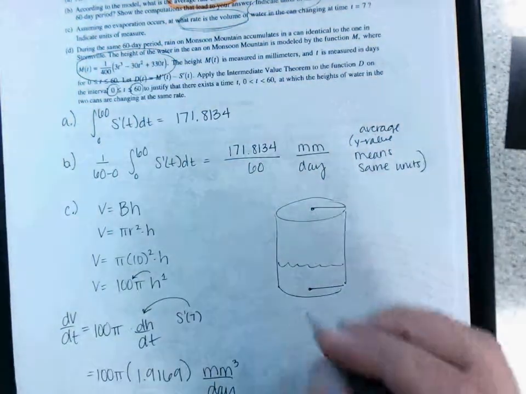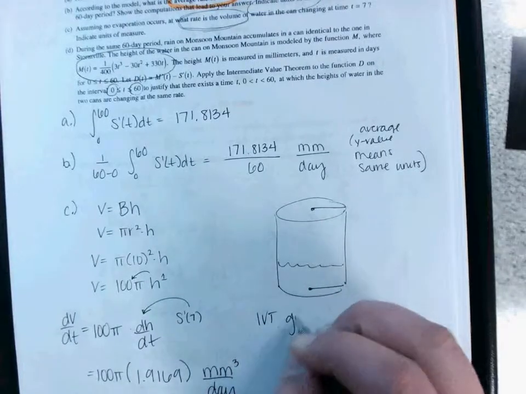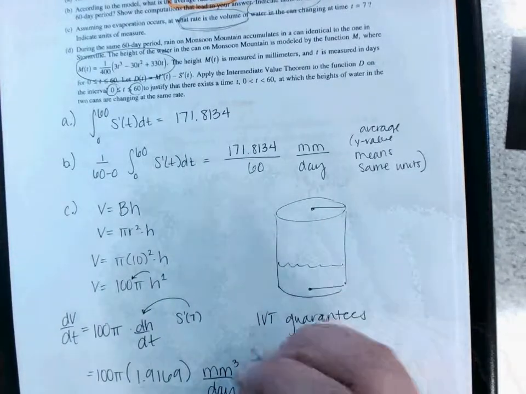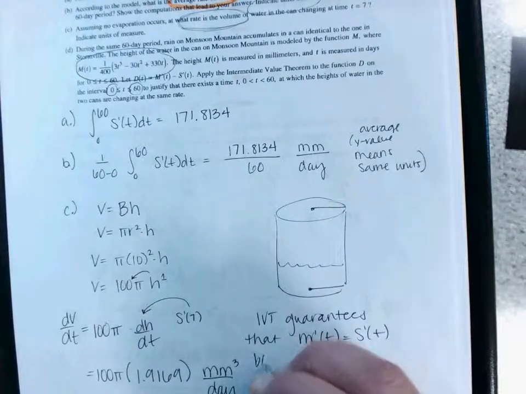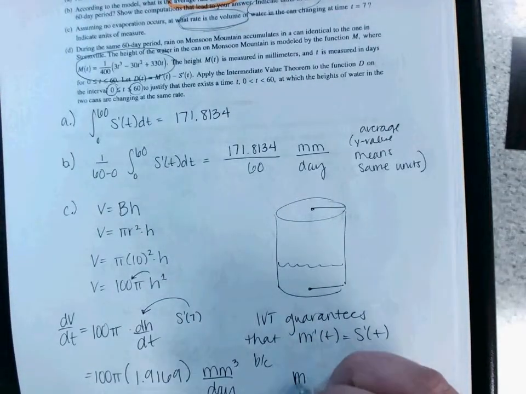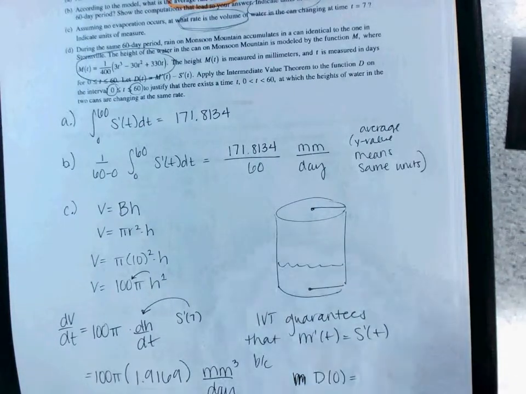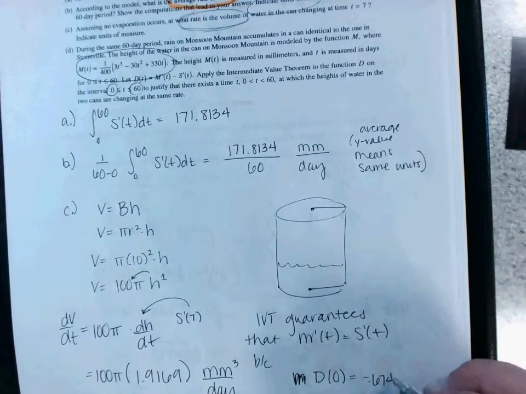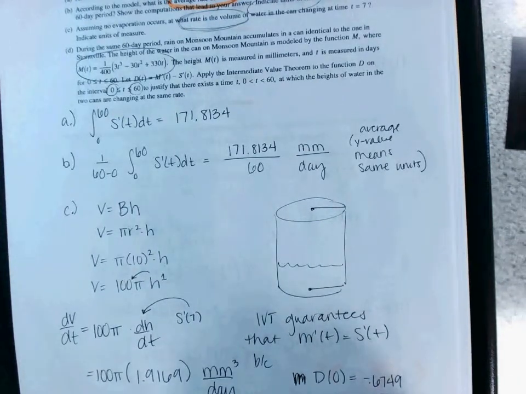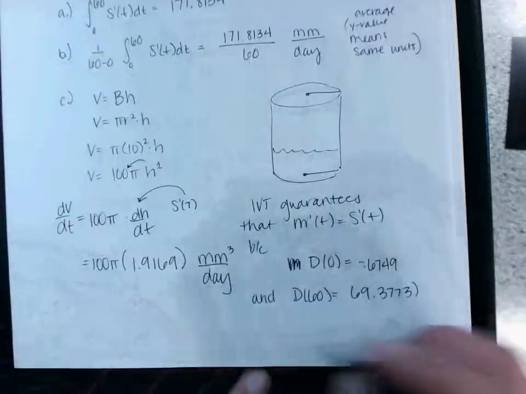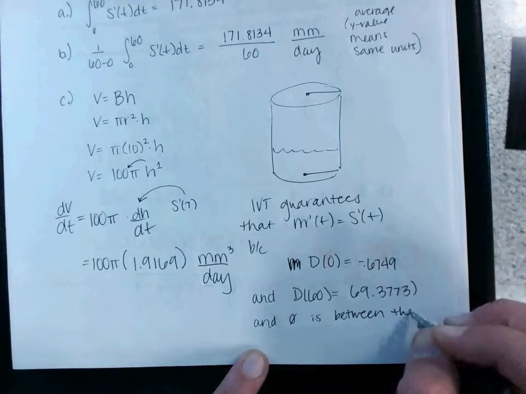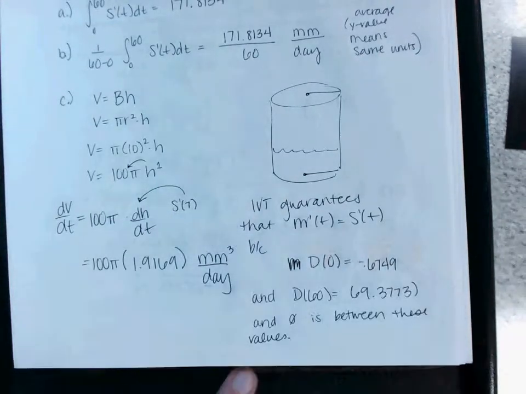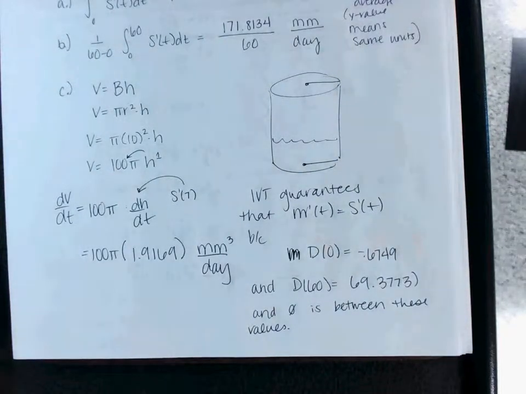So then you just put IVT guarantees this, that M prime equals S prime because they labeled it D. D of 0 came out to be negative 0.6749, and D of 60 came out to be 69.3773, and 0 is between these values. Okay. Good job.